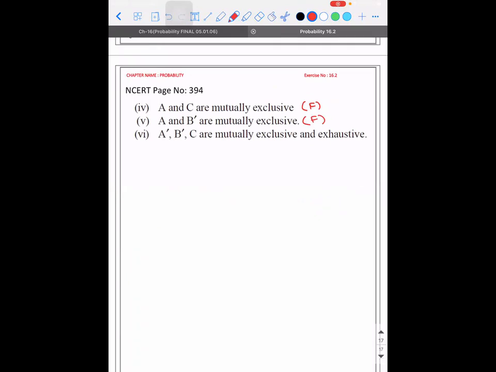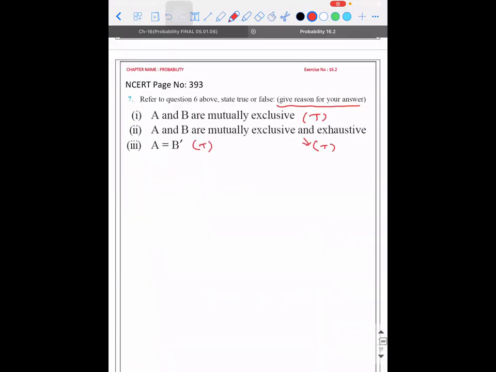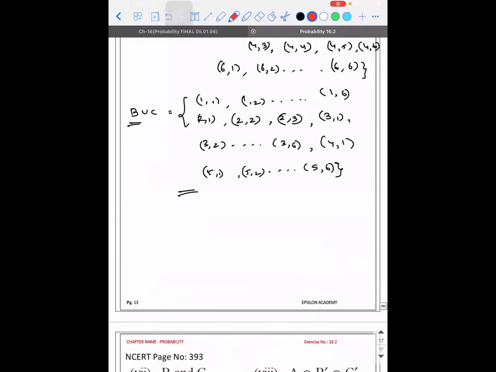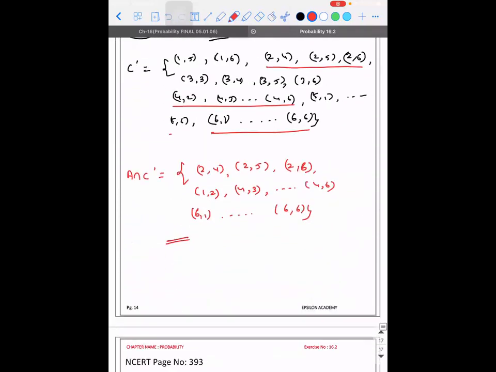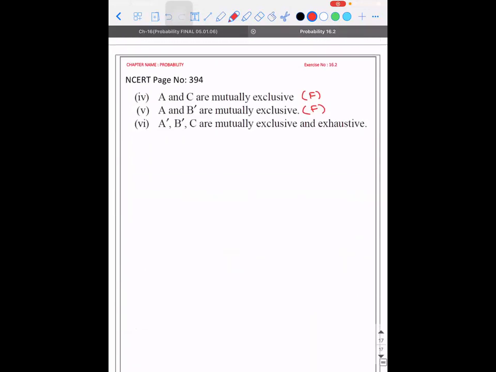A dash, B dash, and C are mutually exclusive? Again, I have to sit and do A dash, B dash, and C. If we do A, A dash is B and B dash is A. So A dash intersection B dash intersection C. So A dash is B, intersection B dash is going to be a null set. Intersection C will be C. They are not mutually exclusive.